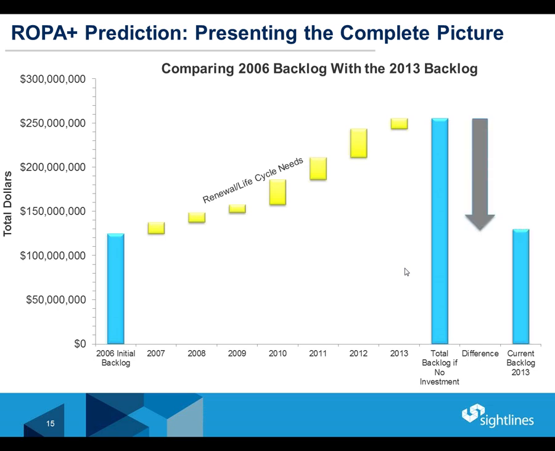And a mistake that's often made at small campuses, large campuses, public, private, or even state systems is they compare that initial 2006 backlog to the 2013 backlog. And then that's when the Board of Trustees or the senior staff will ask, you were given $125 million to invest, and now you're telling me we're worse off. And the reason behind that is they lose sight of those yellow boxes, which are the renewal needs that are continually coming due. And that's why with ROPA Plus, we're presenting the complete picture, where you need to focus not only on the backlog, but also the renewal needs that are coming due.